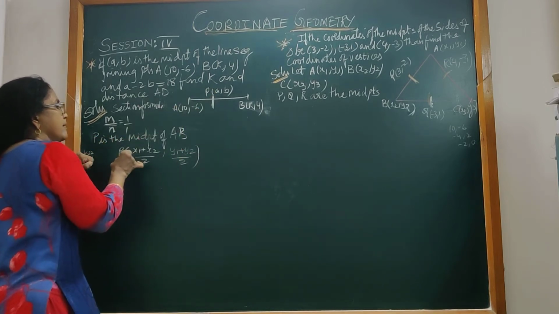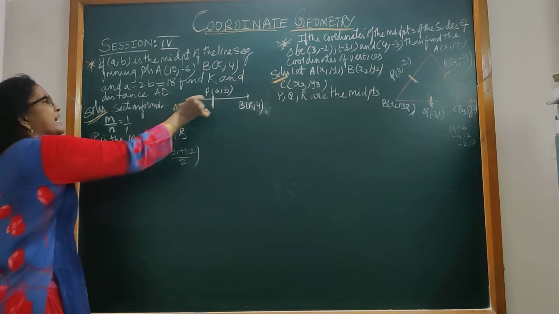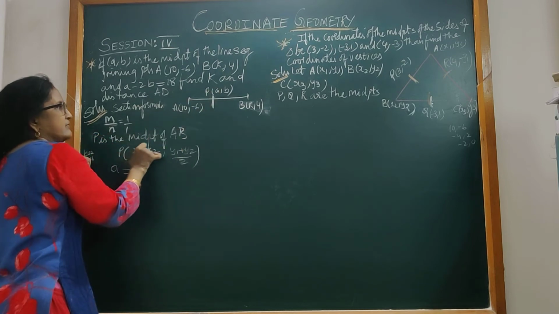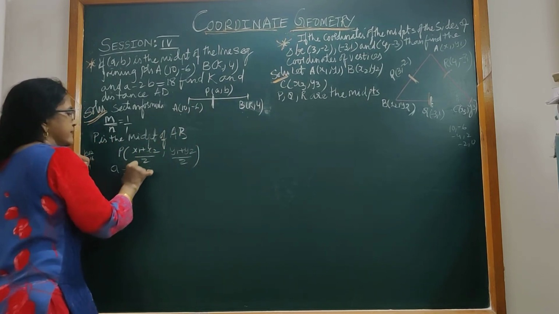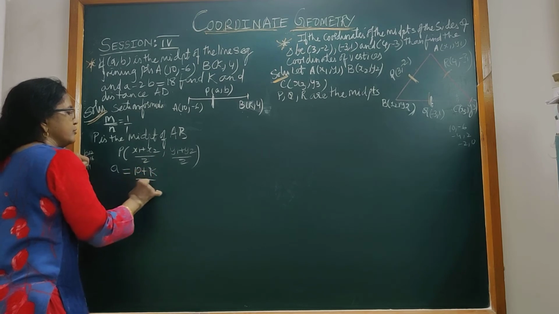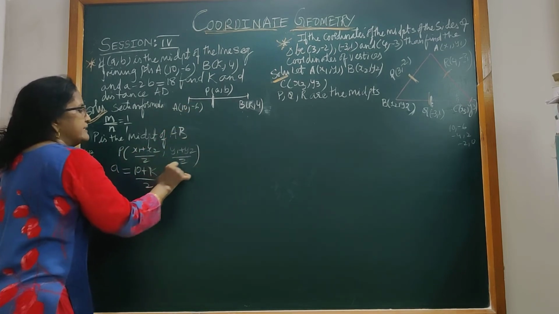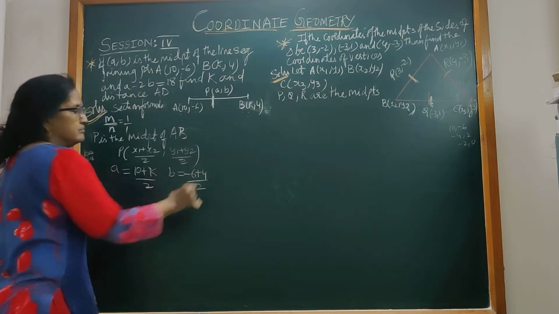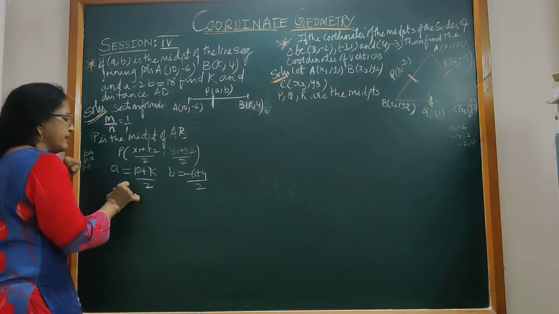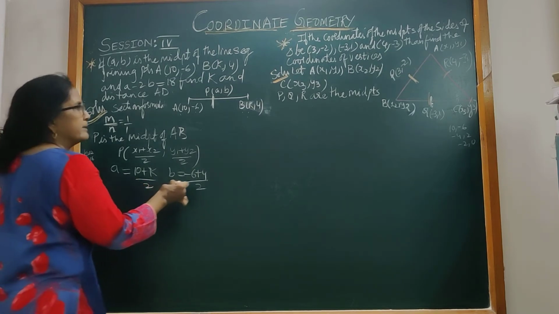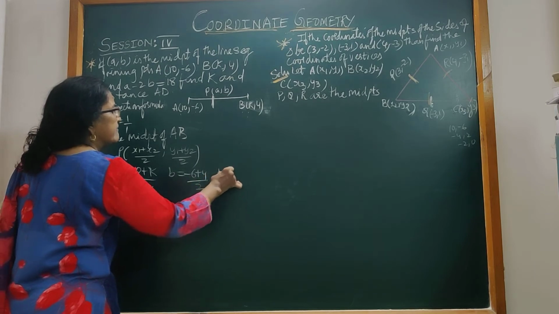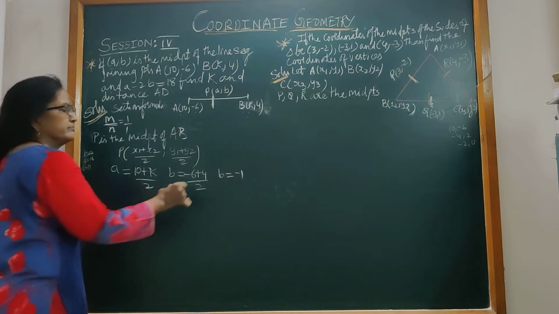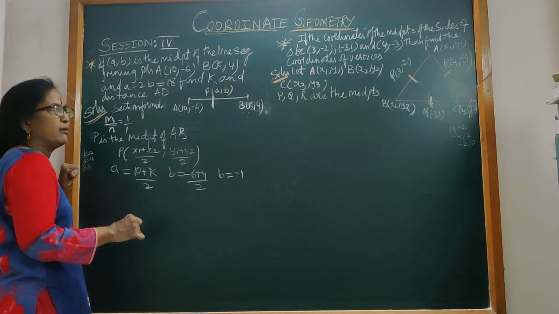Now the midpoint P of AB, but they are saying that this is a. So a is equal to x1 plus x2, 10 plus k, divided by 2, and b is equal to minus 6 plus 4 divided by 2. So a will remain as it is because you don't know it. But b, we can say that b will be equal to minus 2 upon 2, that is minus 1. We got the b value as minus 1.